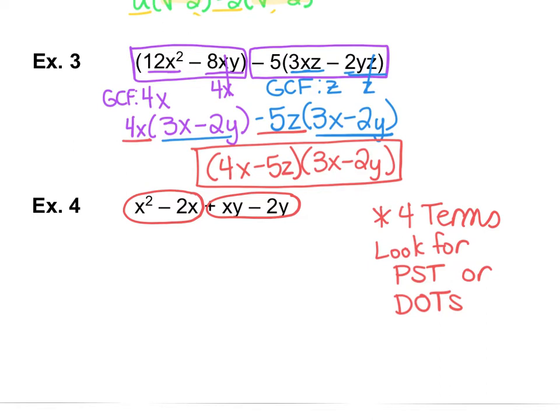Okay, so let me erase the groups first so we can check for those things. I want to look for a perfect squared trinomial. So I'm going to look at these together. Well, we know x squared is a perfect square, but xy is not. So it's not a PST. So I want to look for a difference of the squares. Again, x squared is, but nothing else is a difference of the squares. So I am going to have to group these and find the GCF for each one.